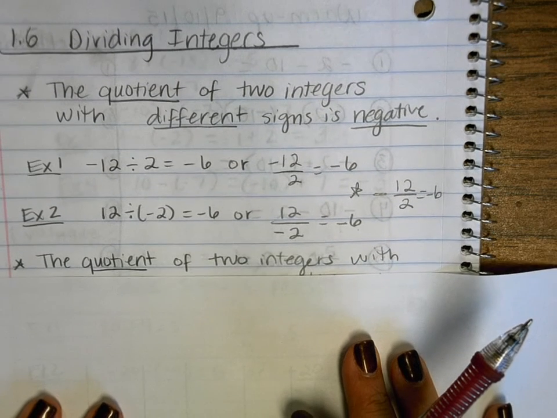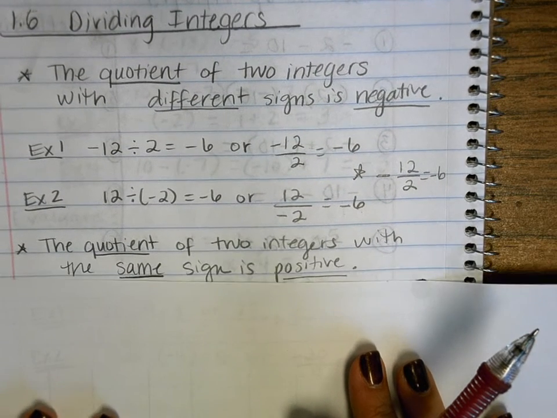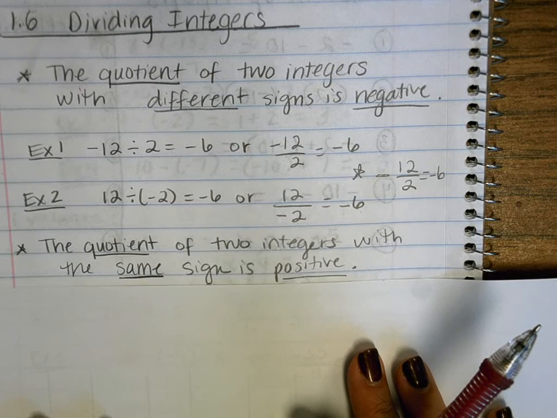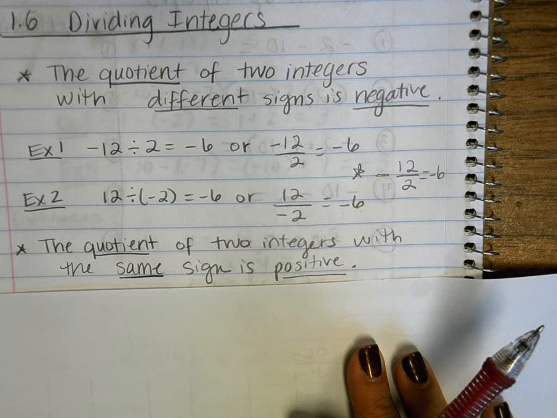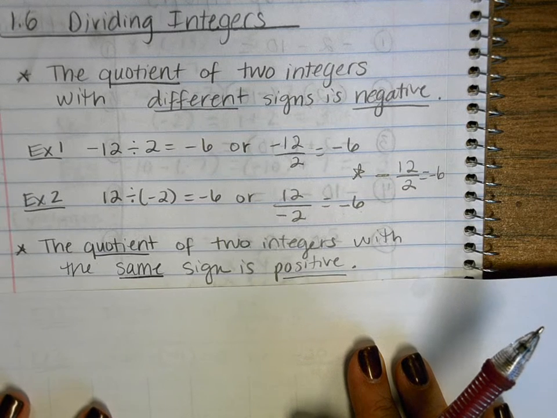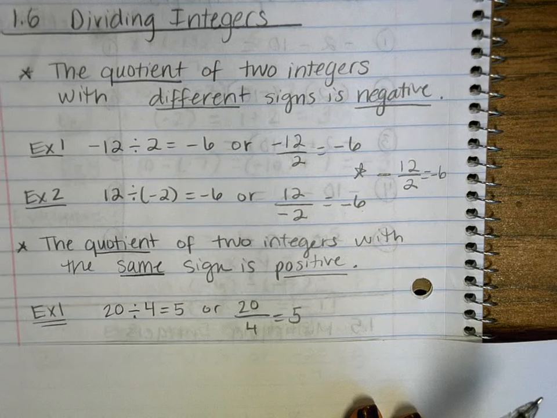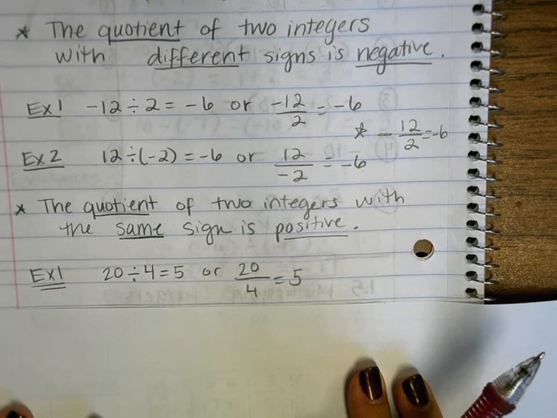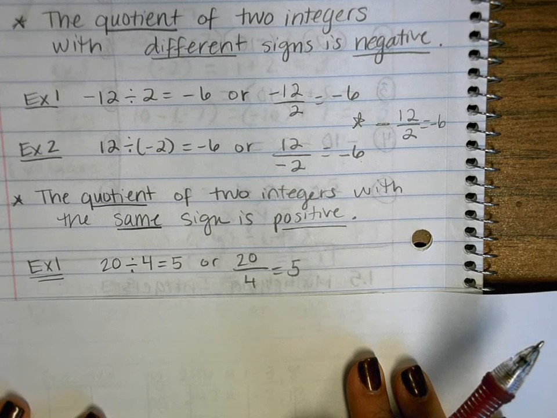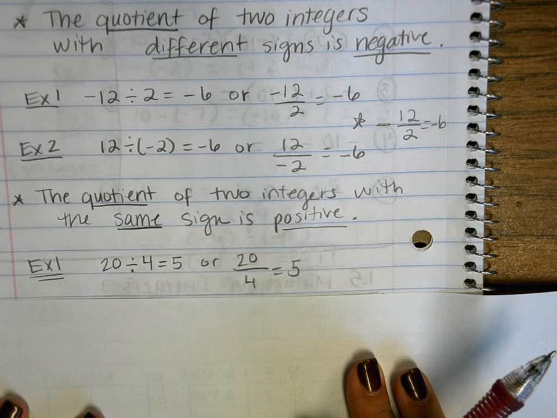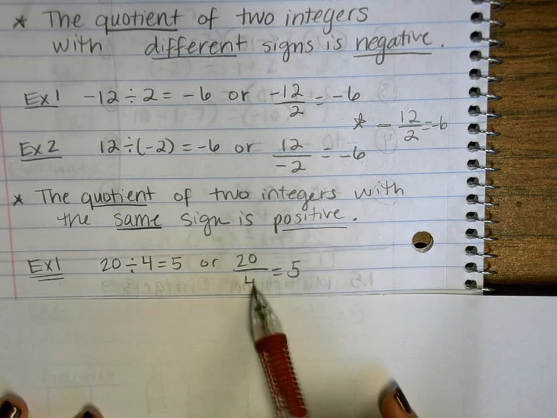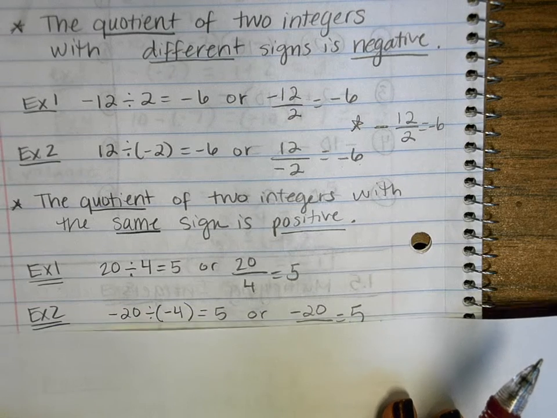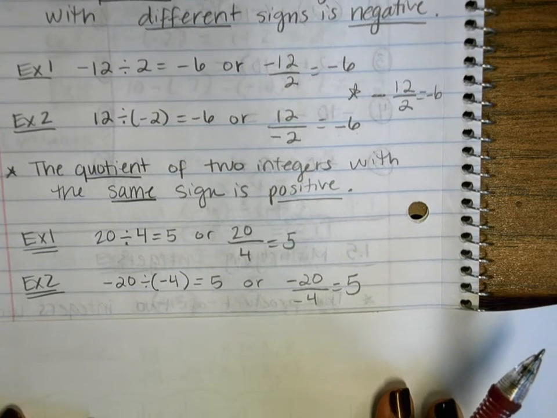The second part of this is similar to multiplying. So the quotient of two integers with the same sign is positive. Remember that negative times a negative is positive, so negative divided by a negative is also a positive. There's a couple examples. The quotient of two integers with the same sign is positive. 20 divided by 4 is 5, same sign. I'm going to put the negatives in there using the same numbers just so you can see it's still the same.